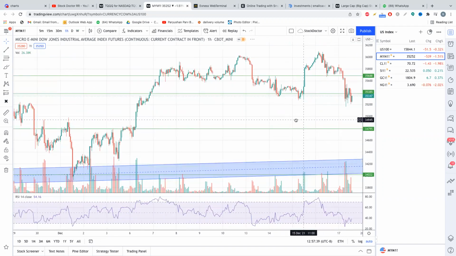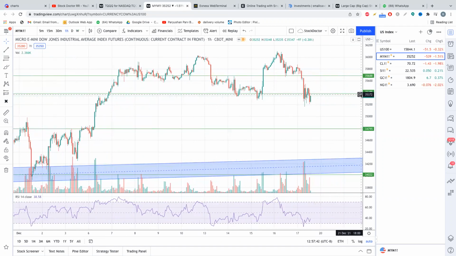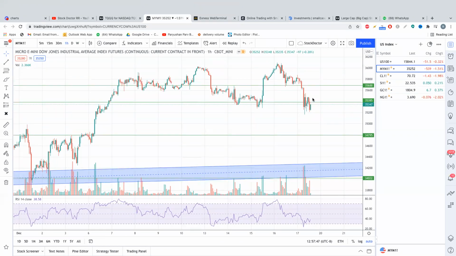So on the hourly time frame, the same thing: 35,400 is the resistance, right? Dow Jones is facing it at this point of time. It has closed below 35,400 in the last few hours. So next, if it is not holding 35,400, then there is a high probability that it can go back to 35,000, 34,800, which means almost 600 points downside from here.